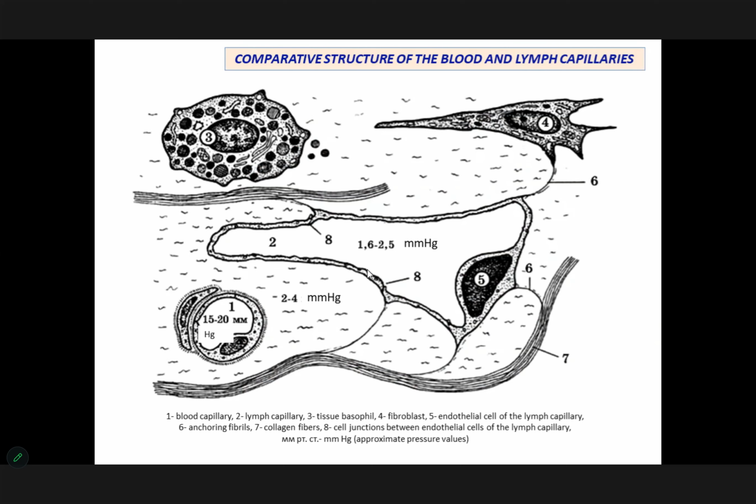And also the pressure inside the lymph capillary is the lowest if we compare it with the pressure in the surrounding tissue and the pressure in the blood capillary. So the fluid goes from capillary to the tissue and from tissue towards lymph capillary because of the gradient of the pressure from 15 to 4 to 1 millimeters of mercury.